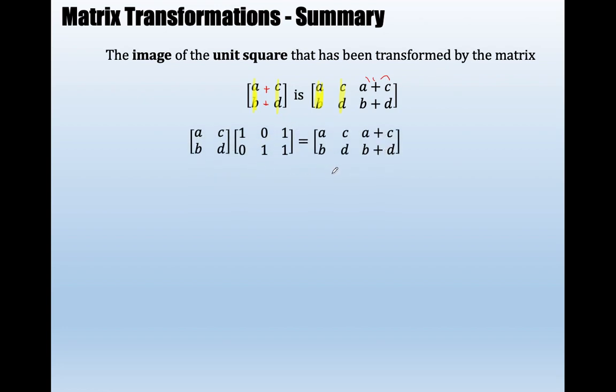And this is what the matrix multiplication would look like. If you do that multiplication, you can see that this is what you get. So remember, my result is an image of the unit square, which was made up of position vectors, under a given transformation.